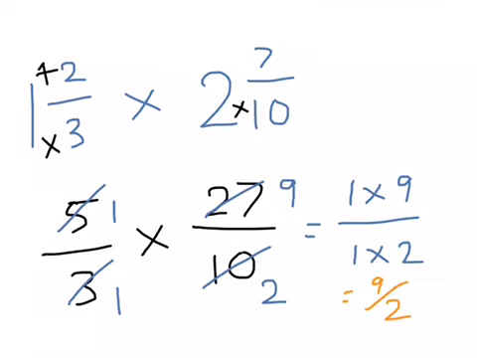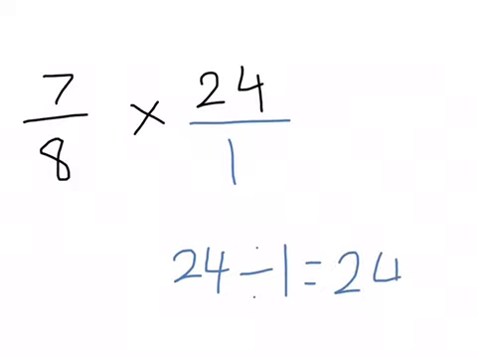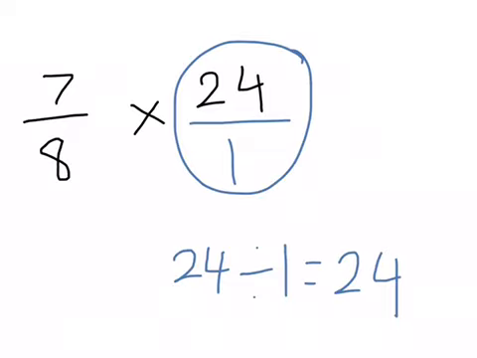The other thing that may come up is looking at multiplying with whole numbers. When you have a whole number, you just need to make sure you write it as a fraction over 1. So for example, if I have 7 over 8 multiplied by 24, I would like 24 as a fraction. All you need to do is put that over 1, because 24 divided by 1 still gives me 24. So my aim is to get this entire thing as a fraction, which I've done.